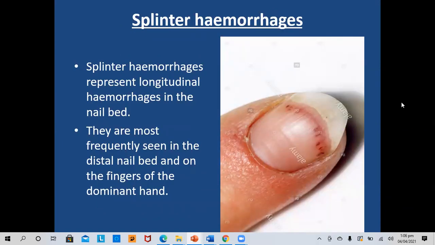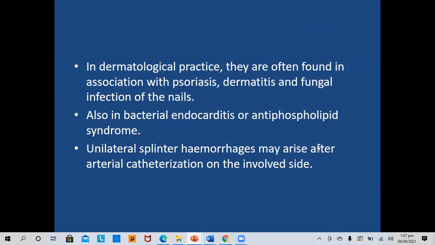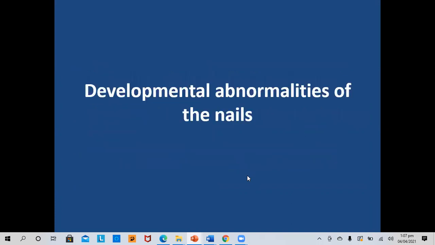Splinter hemorrhages. Splinter hemorrhages represent longitudinal hemorrhages in the nail bed. They are most frequently seen in the distal nail bed and on the fingers of the dominant hand. These are the splinter hemorrhages. In dermatology practice, they are often found in association with psoriasis, dermatitis, fungal infection of the nail, but most commonly psoriasis. Also seen in bacterial endocarditis and antiphospholipid syndrome. Unilateral splinter hemorrhages occur after arterial catheterization at the involved site.